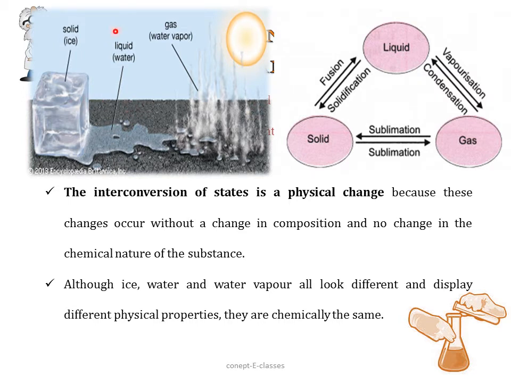Ice has two atoms of H and one atom of oxygen. Water also has H2O, right? So the chemical composition is the same, even though they look different and they display different physical properties. So here no new substance is formed. So this change is called a physical change, and these changes are reversible as well.